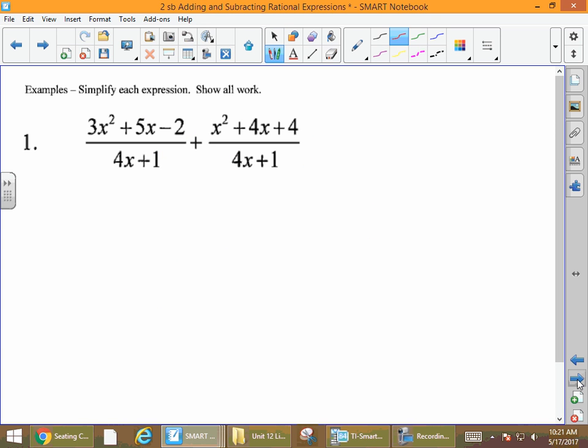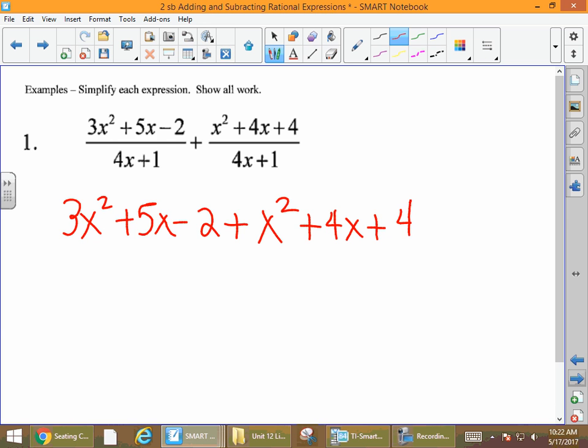We're going to make it a little bit more complicated here, although maybe not quite so much so on this problem 1. What we have to do is we have to add it together. But to add or subtract, we have to have the common denominator, and luckily enough, we have a common denominator already. So we can add 3x squared plus 5x minus 2 plus x squared plus 4x plus 4 all divided by 4x plus 1.